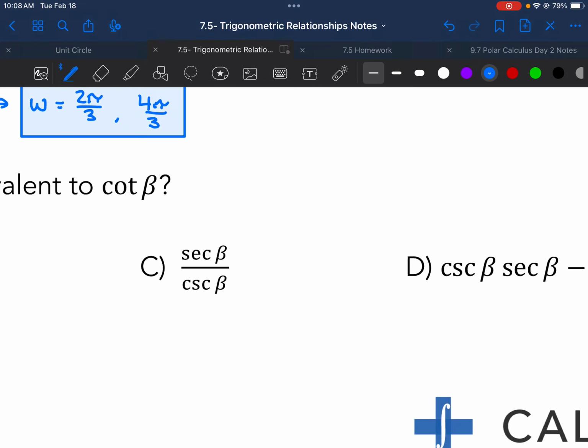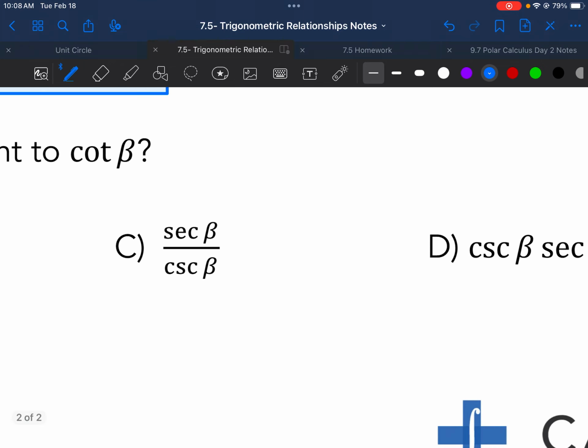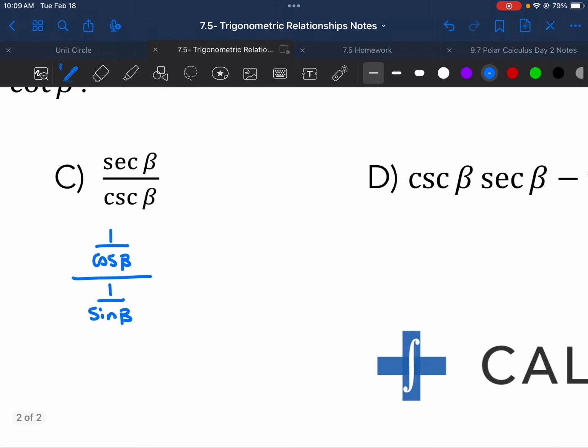C, secant of beta over cosecant of beta. Well, let's turn secant and cosecant into sines and cosines. Secant of beta is 1 over cosine of beta. Cosecant of beta is 1 over sine of beta. And what I'm going to do is keep, change, flip. Keep the top, 1 over cosine of beta, times, change the division to multiplication. Now flip the bottom, sine of beta over 1.